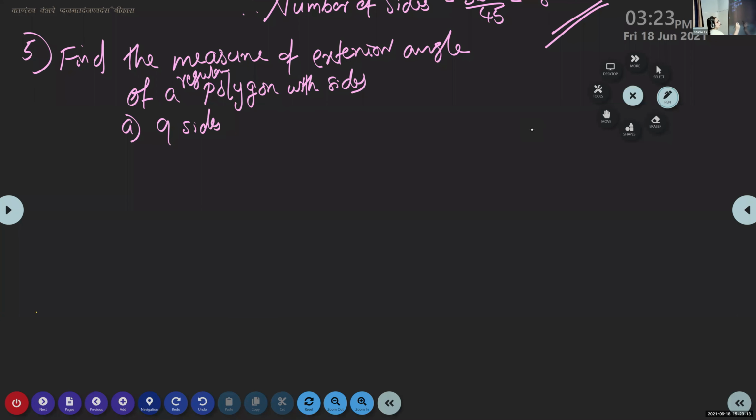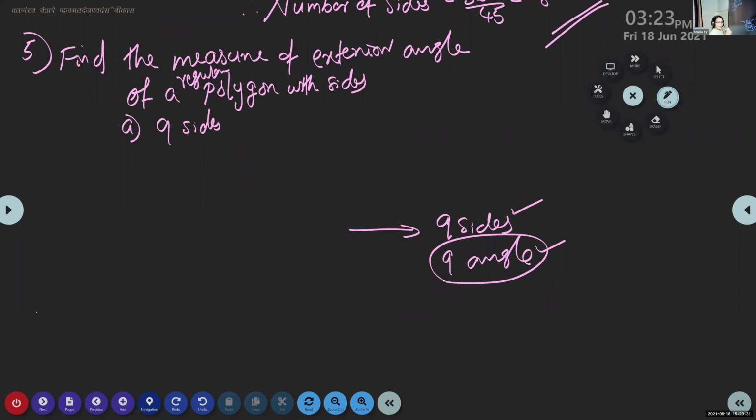I will explain one second, children. We have a 9-sided polygon. So there will be 9 angles, isn't it? 9-sided polygon, 9 angles, and all these 9 angles are equal also. And we know that the sum of all exterior angles is 360. When we add these 9 angles, we will get 360, and they are equal also. So let x be one exterior angle. 9x will be equal to 360.